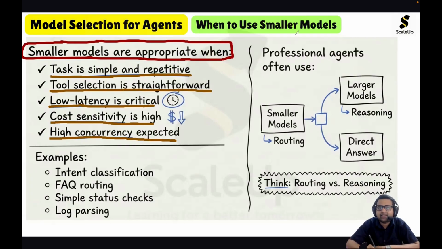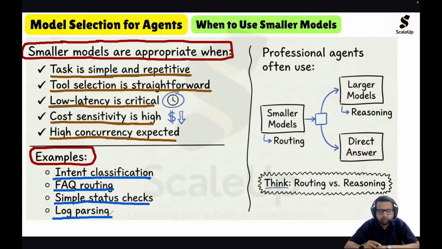Let us look at some examples wherein smaller models are sufficient. Intent classification: you can consider a smaller model. FAQ routing, you can consider a smaller model. Simple status check, you can consider a smaller model. Log parsing, you can consider a smaller model.